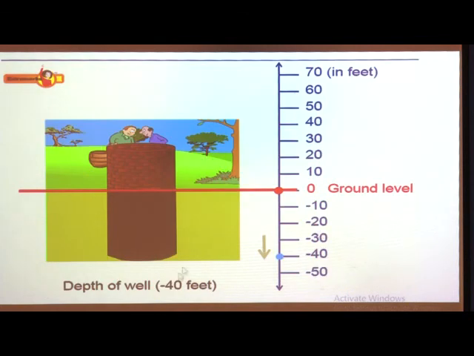In the same way, you can also see here an image of a well. In this well, 0 is the ground level. This is the ground level which we denote as 0. Now if we want to see the depth of this well, how are we going to find it out? Now you can see here the depth of the well. -10, -20, -30, -40. Here -40 feet is the depth of the well. Okay.